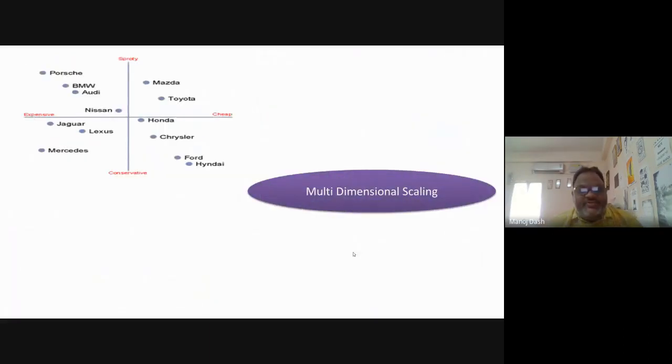Then we have MDS. Now, can anybody explain this graph? Anybody? What is the objective, or what is the conclusion from this graph? This is an MDS graph. This is a perceptual mapping graph. Any conclusion? Anybody can participate?